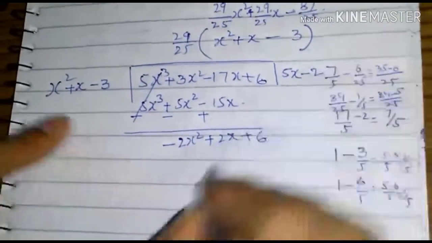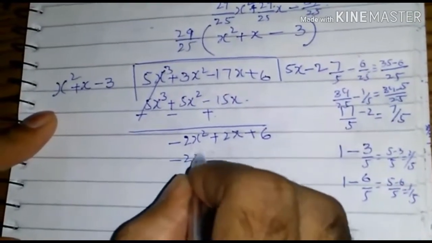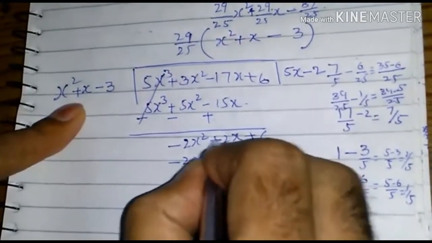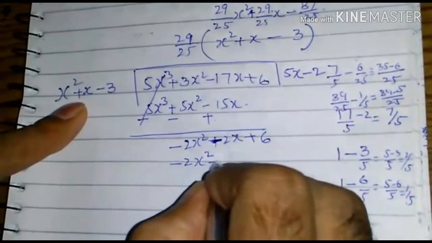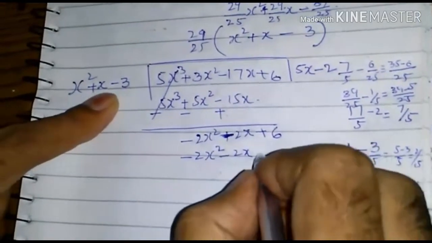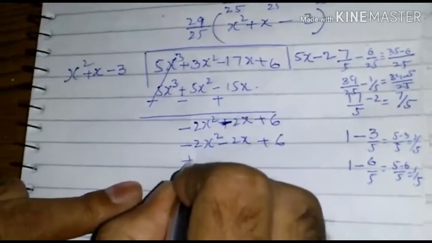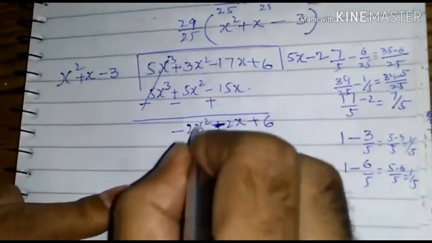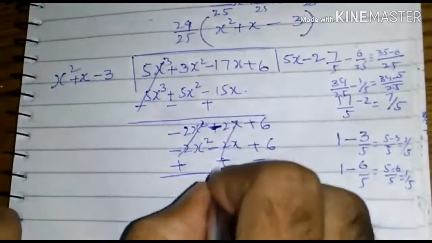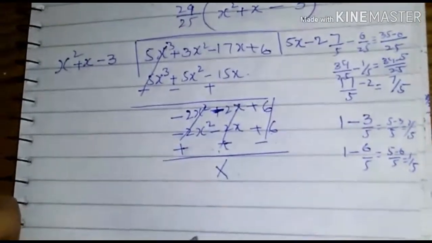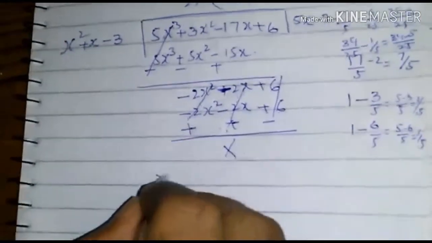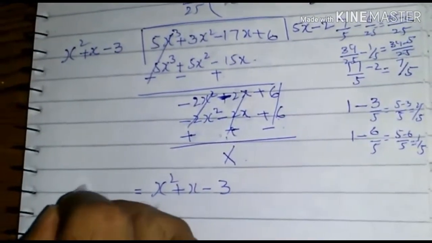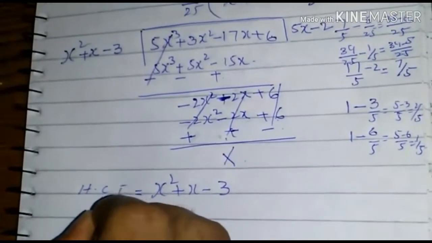Now we need here minus 2x square, sorry, there is minus, and minus 2x minus plus 6, changing the sign, plus minus. These plus minus cancel, plus minus cancel, plus minus cancel, nothing is remaining. So x square plus x minus 3 is the required HCF of the given expressions.